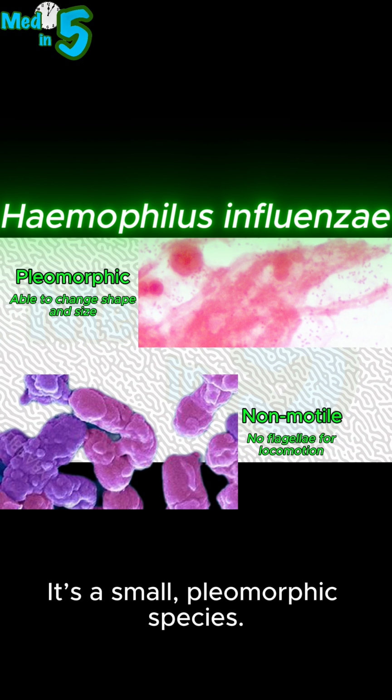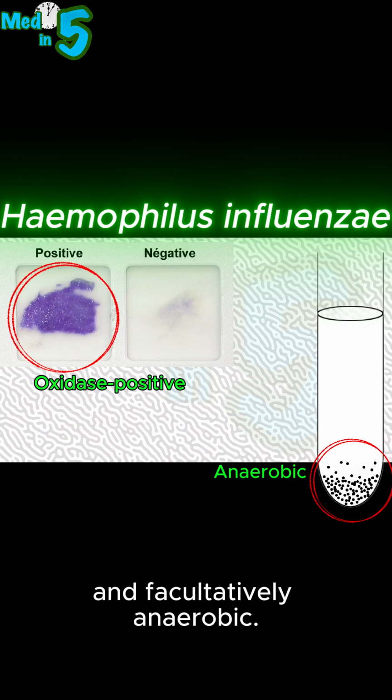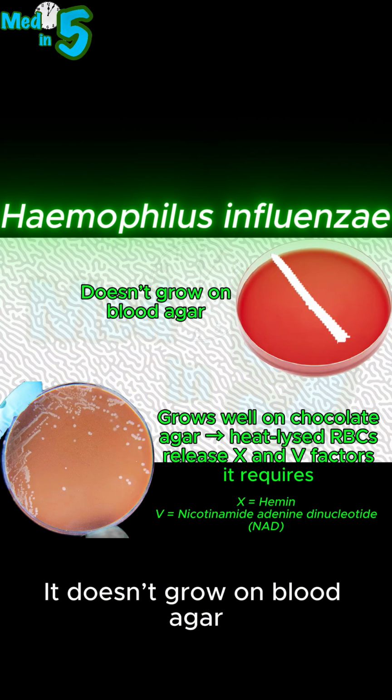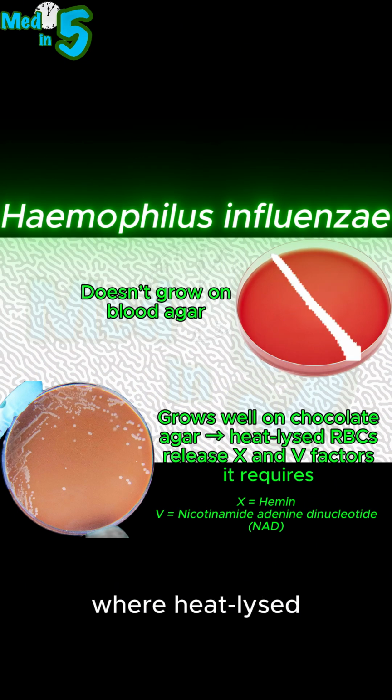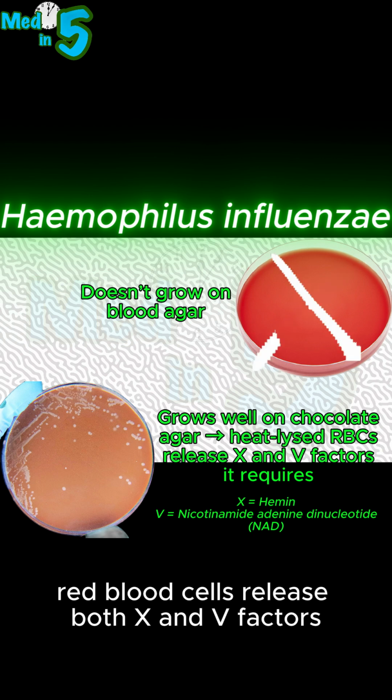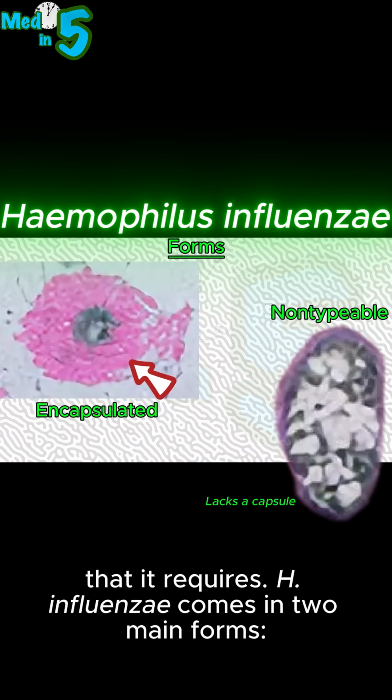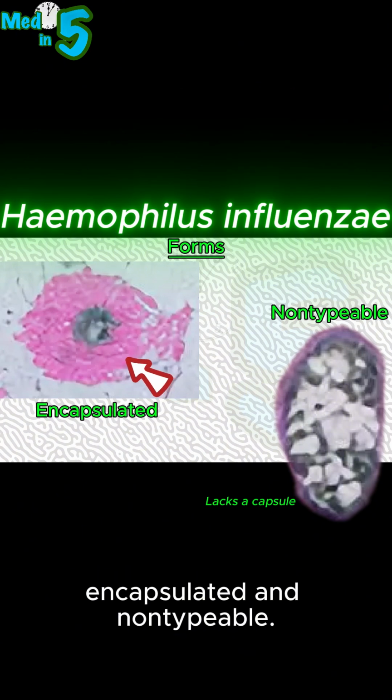It's a small, pleomorphic species. It's non-motile, oxidase positive, and facultatively anaerobic. It doesn't grow on blood agar but grows well on chocolate agar, where heat-lysed red blood cells release both X and V factors that it requires. H. influenzae comes in two main forms, encapsulated and non-typable.